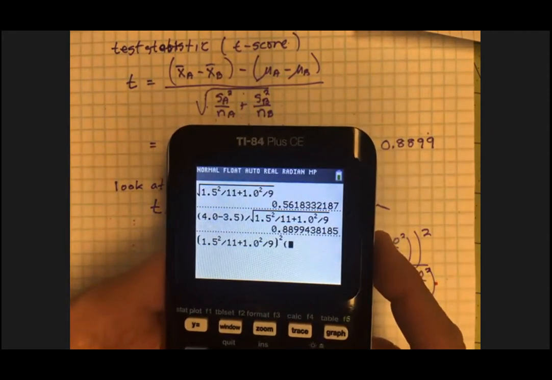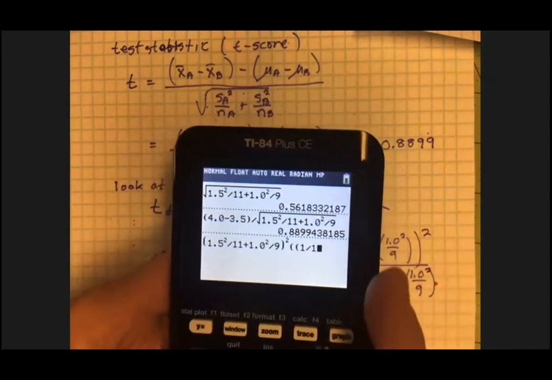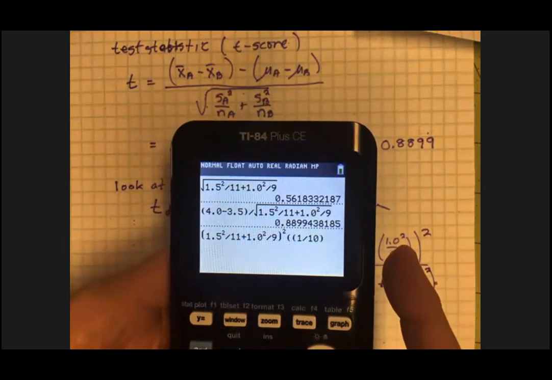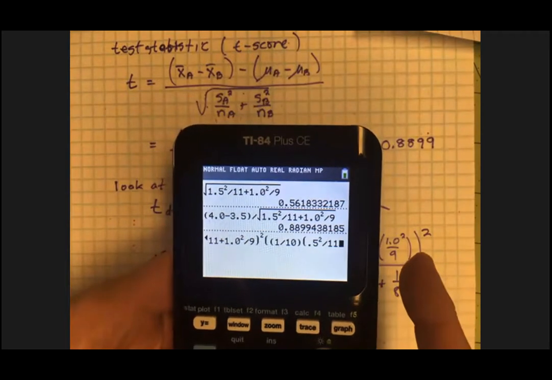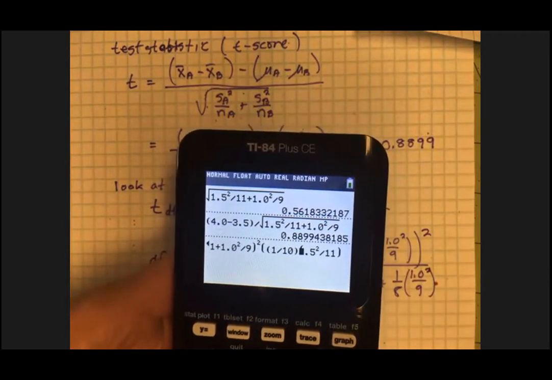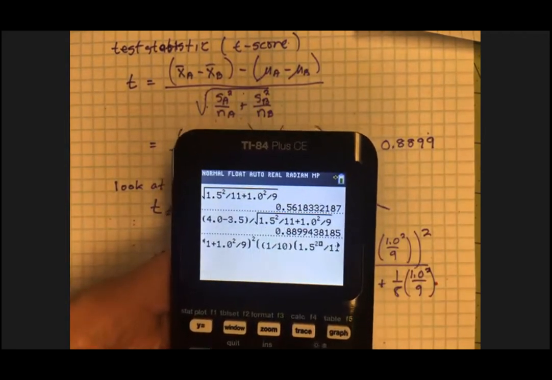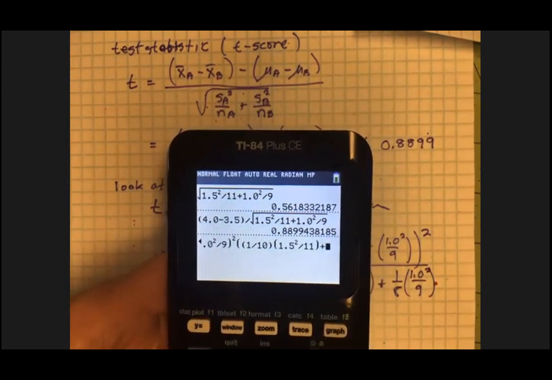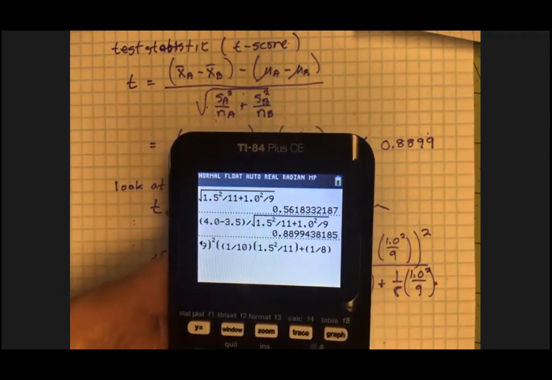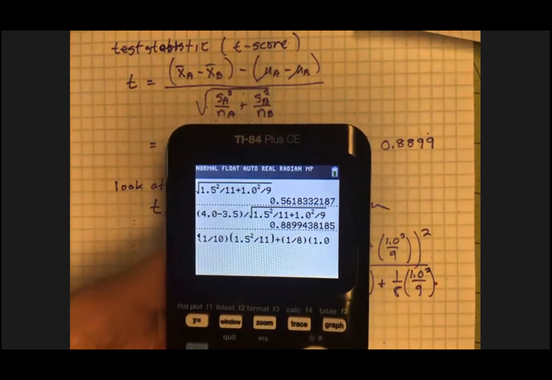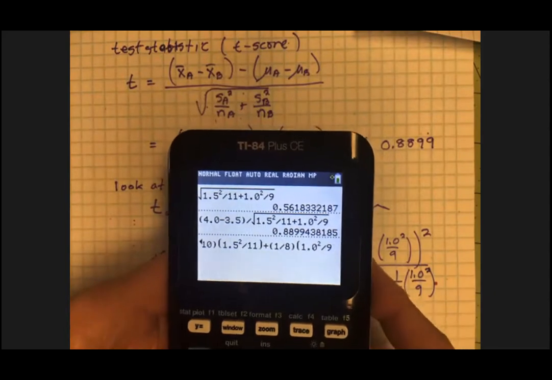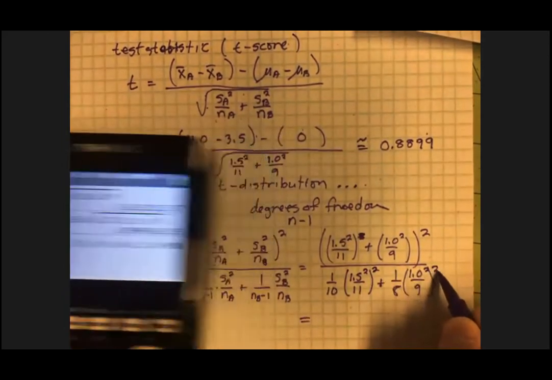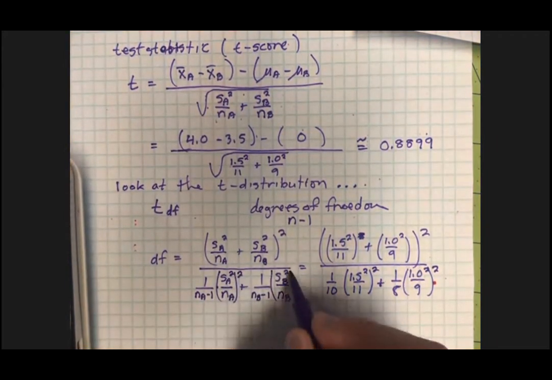Now I'm going to divide by, and I'm going to have to add a lot of parentheses, 1/10 times that 1.5 squared over 11. So I'm going to have to insert a 1 there. Plus 1/8. Let's use parentheses properly just so you can see the pieces. 1/8 times 1.0 squared over 9. I'm not recommending you type this in each time. And, oh, sorry, I got to square each one of these besides that. That makes it even more work.